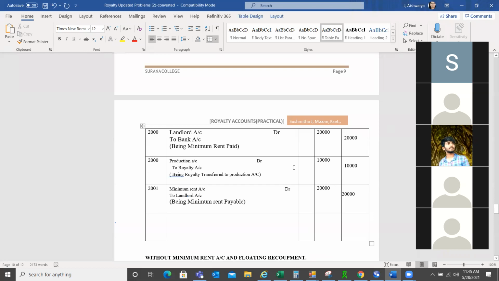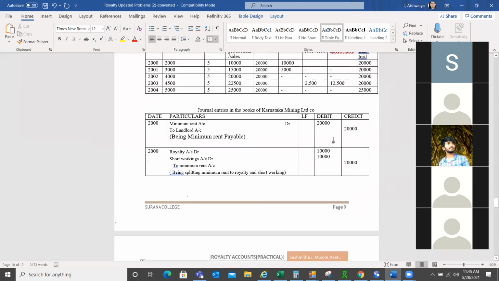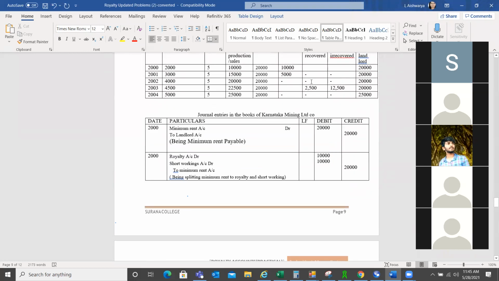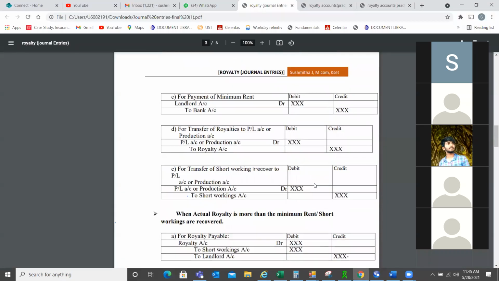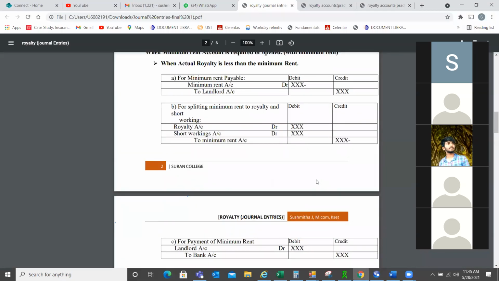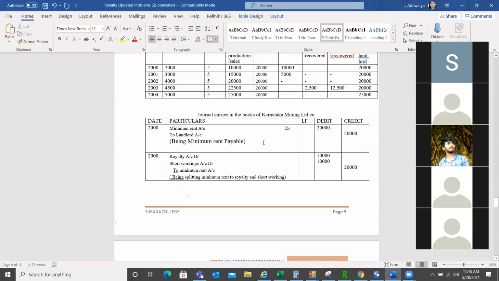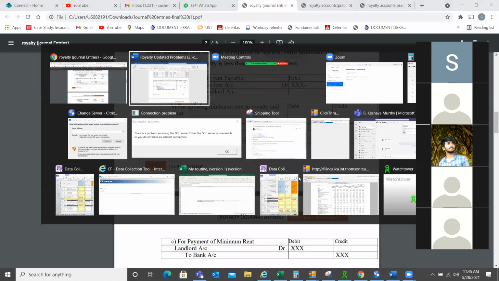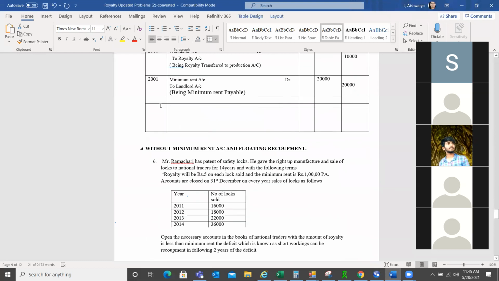Soumya, what is the next thing? What is the next journal entry that I have to take? Ma'am, royalty account debit to short workings account debit to minimum rent. Yes. Royalty account debit, short workings account to minimum rent. Why is it so? Because we are splitting what? We are splitting the minimum rent, right? We are splitting the minimum rent to the short workings and royalty.